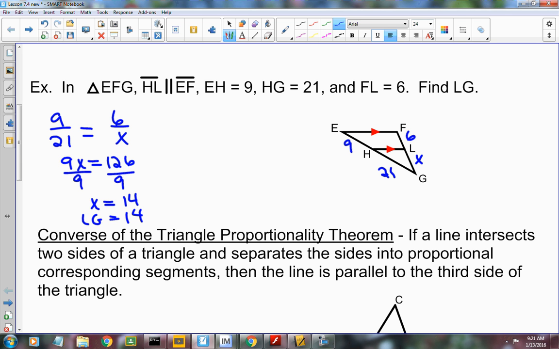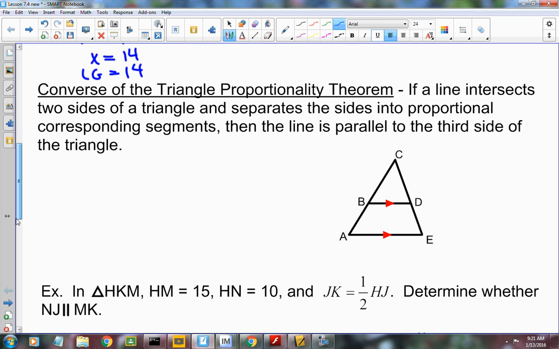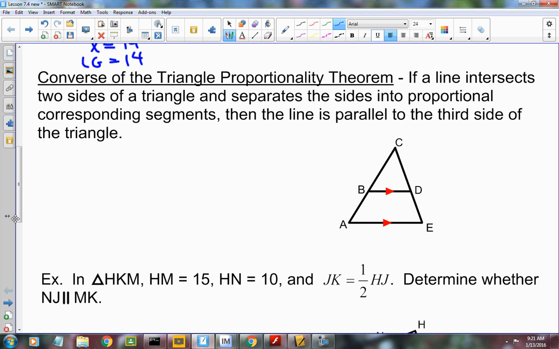All right, now, the next theorem we want to talk about is the converse of the triangle proportionality theorem. Okay? And basically this one works backwards. It says if a line intersects two sides of a triangle and separates the sides into proportional corresponding segments, then the line is parallel to the third side.